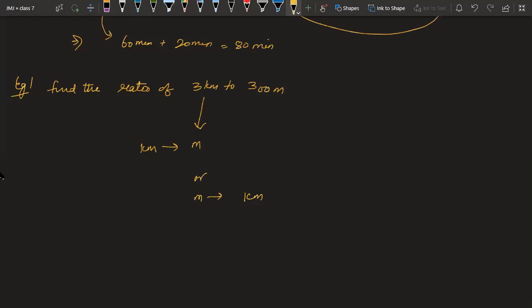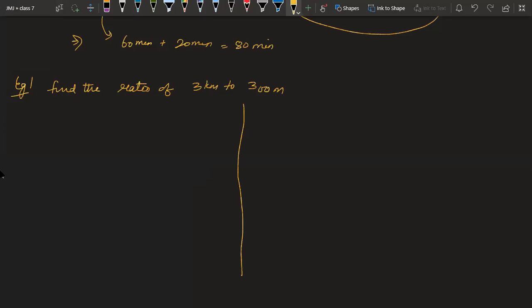Which one is easy? No, Bunny. Easier is kilometer to meter, because in this case you multiply. But when you go from meter to kilometer, you are actually dividing. So let's see. There are two methods. I am showing you both the methods to make you understand the concept. I will take both the cases.